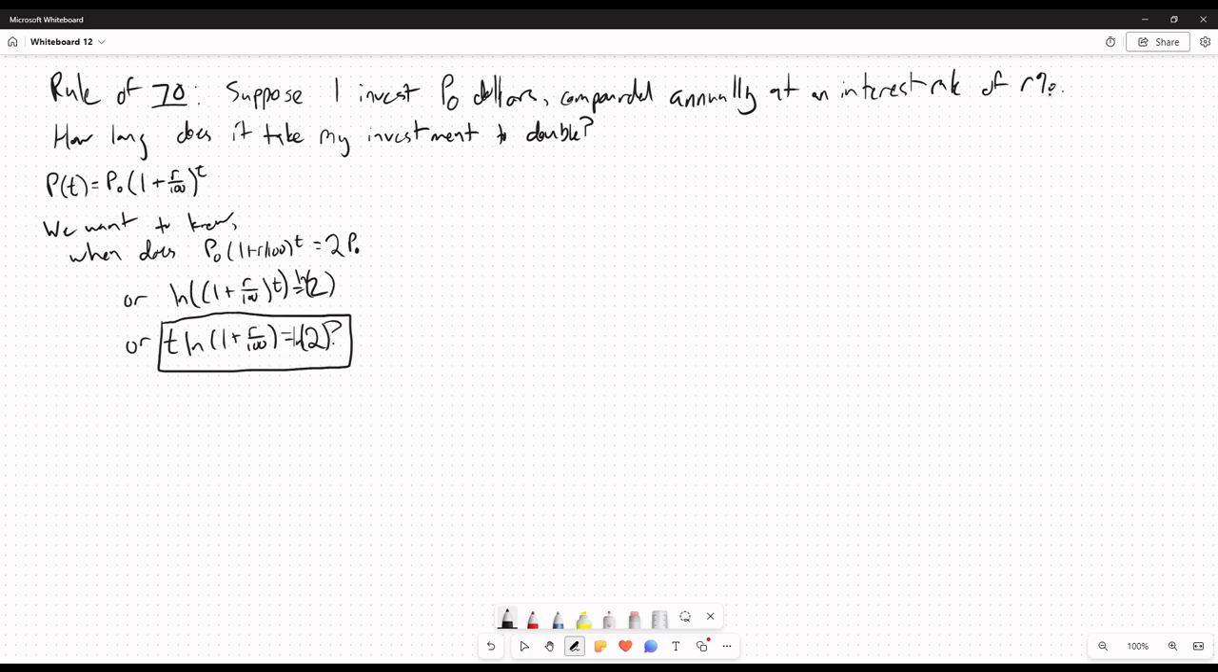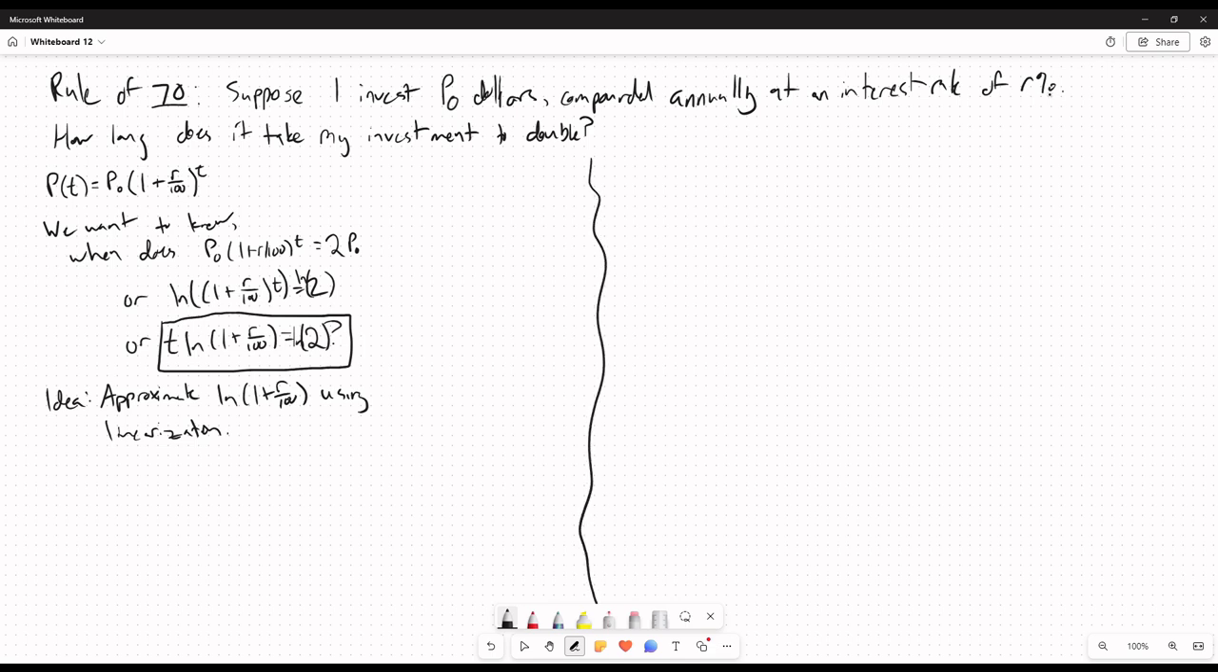So to do that, what we're going to do is approximate specifically the natural log of 1 plus R over 100 using a linearization. Because if we can write that a little bit simpler, it's much easier to solve linear equations than it is to solve equations with natural log. So if we can rewrite that using linearization, that would be really nice.